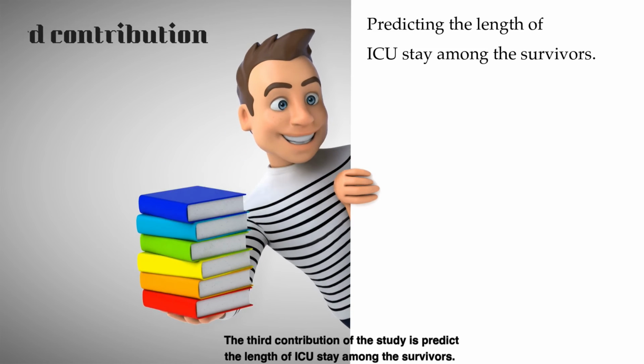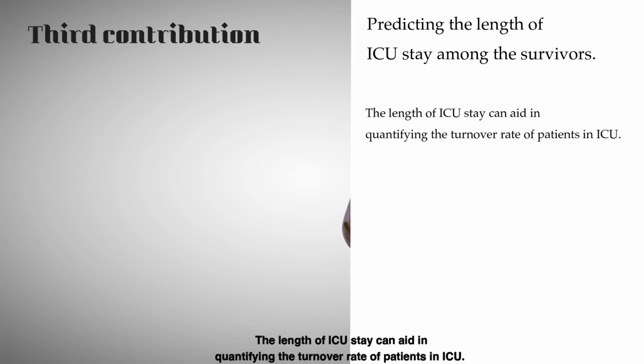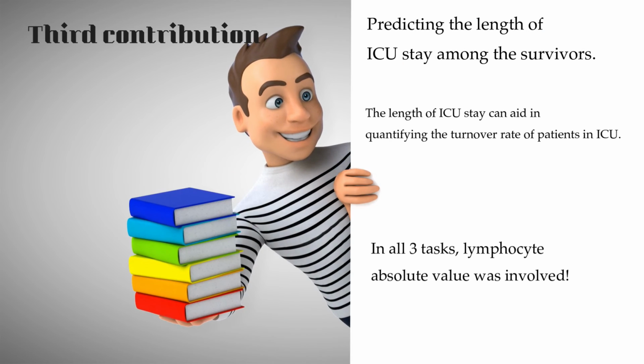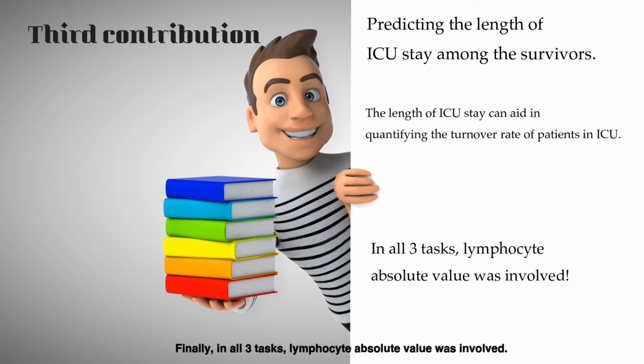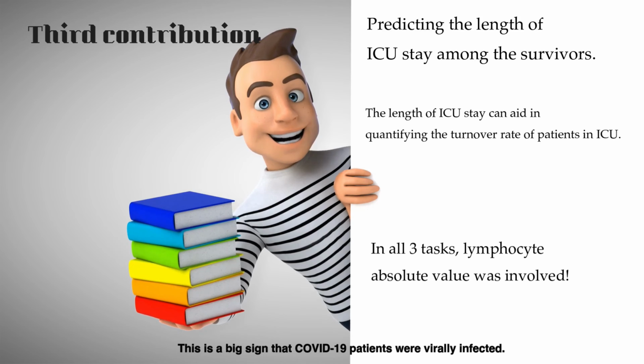The third contribution of the study is to predict the length of ICU stay among the survivors. The length of ICU stay can aid in quantifying the turnover rate of patients in ICU. Finally, in all three tasks, lymphocyte absolute value was involved. This is a big sign that COVID-19 patients were indeed infected.